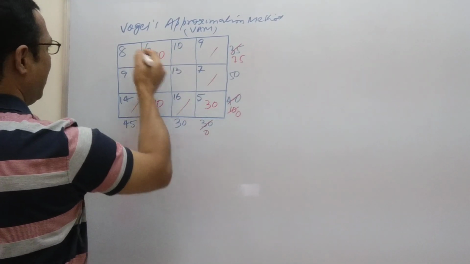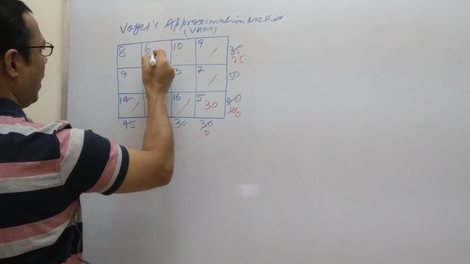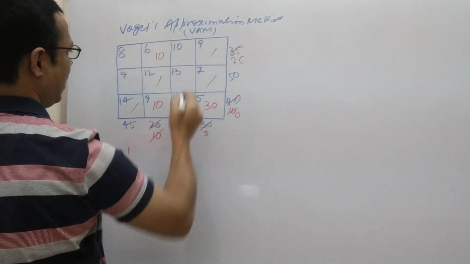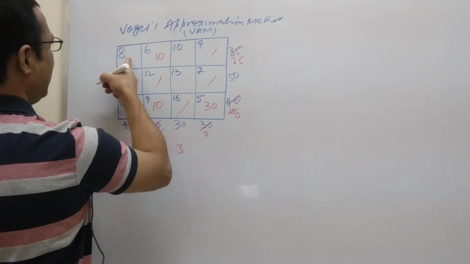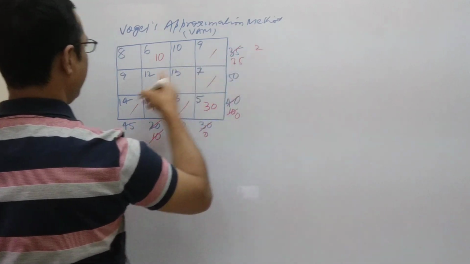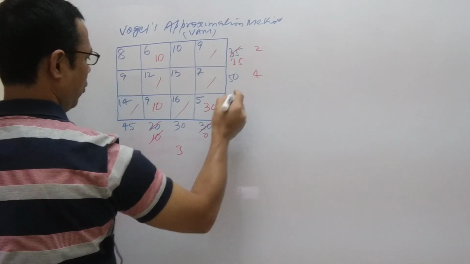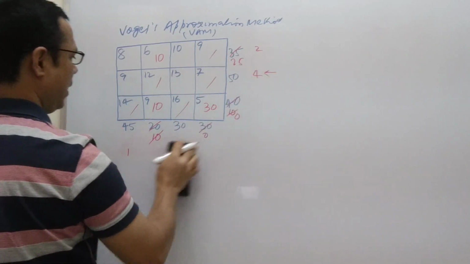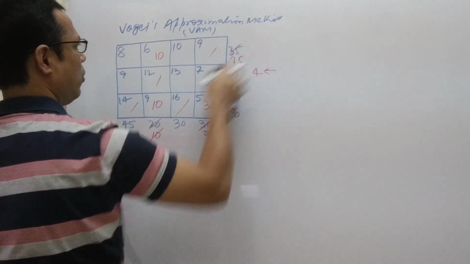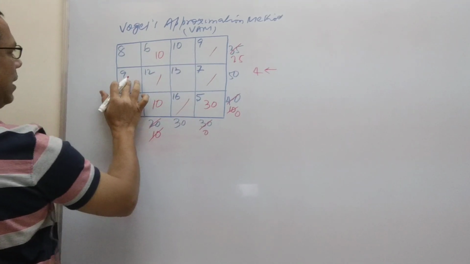So here again penalty 8, 9, 1. Here there is no more penalty. Here 10, 13, 3. If you go in this, 10, 8, 8, 10, 2, 2 of difference, 9 and 13, 4 of difference. So now this 4 is going to give you the largest penalty. So now we are going to enter in this particular row. This 9 is the least cost.